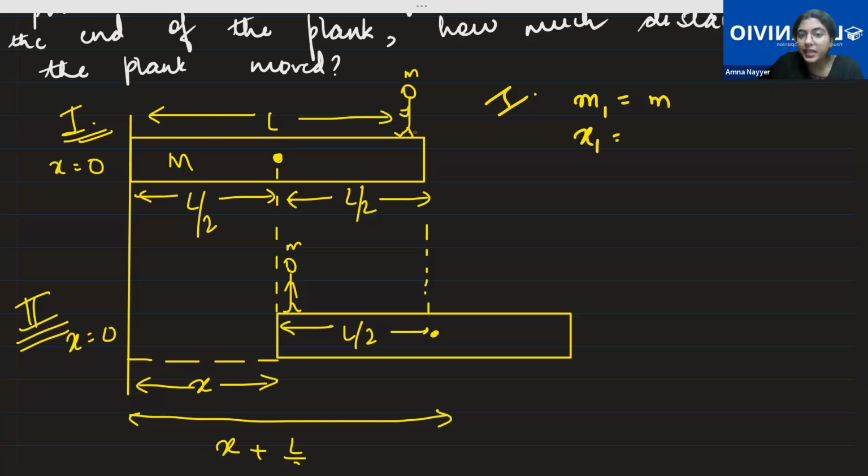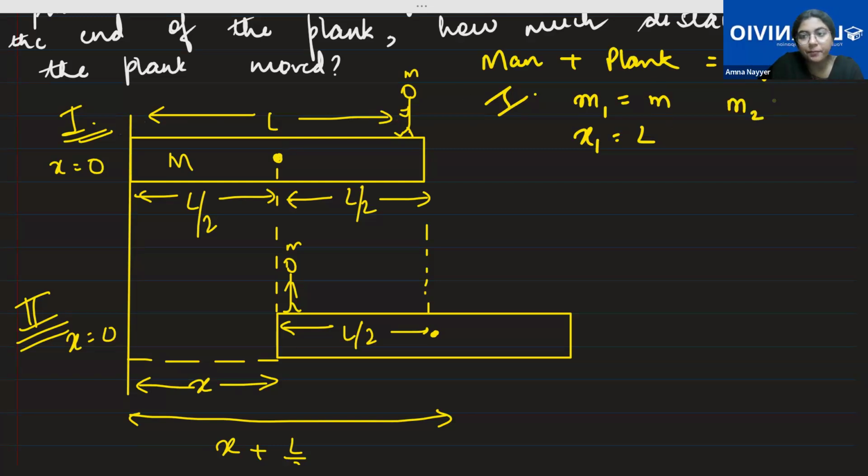One, separation of the man from the origin. That is the complete length of the plank, L. Okay, so first, remember the man plus the plank is your system. So think accordingly why external force will be acting, why it will not be acting, or what all are your internal or external forces. Okay. So the man who is towards the edge from the origin, we are taking the separation as L.